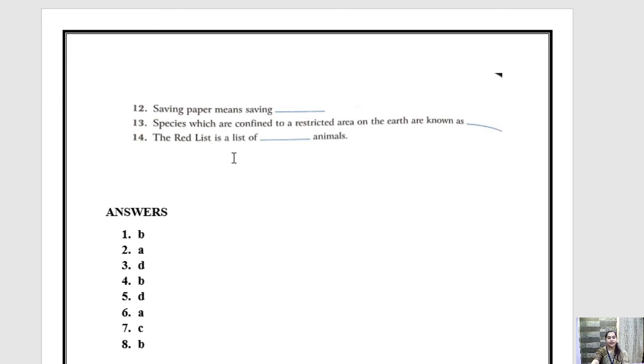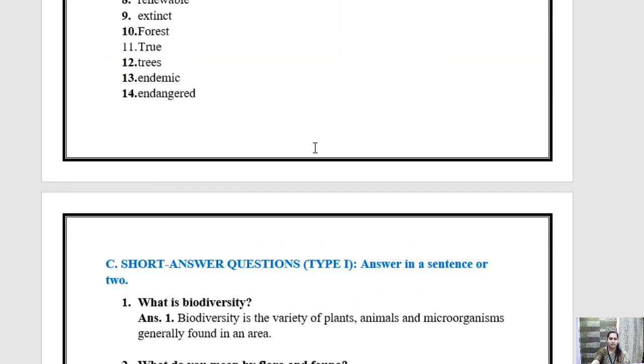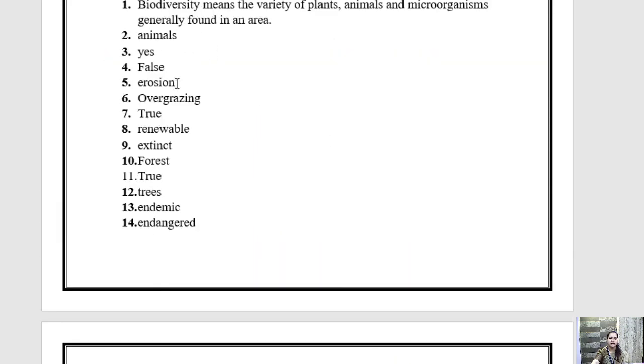14th, the red list is a list of dash animals. So the red list is a list of endangered animals. Write down endangered. So for 14th, the answer is endangered. The red list is a list of endangered species or endangered animals. So I hope you have done this. Very short answer questions. Answers are marked here. There was one correction. In the second one, plant was written. Cut it. It will be animal.